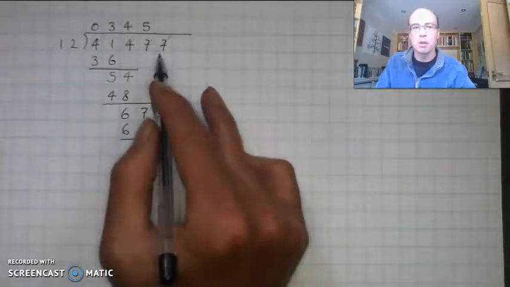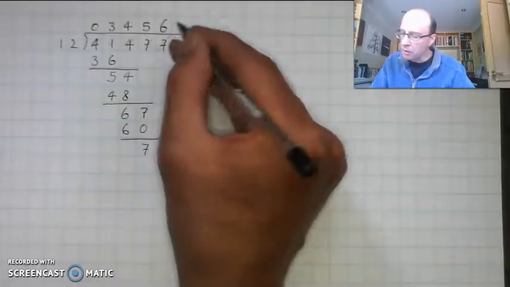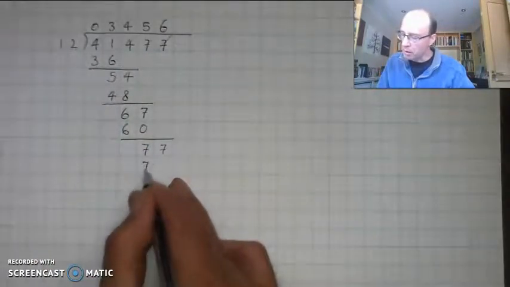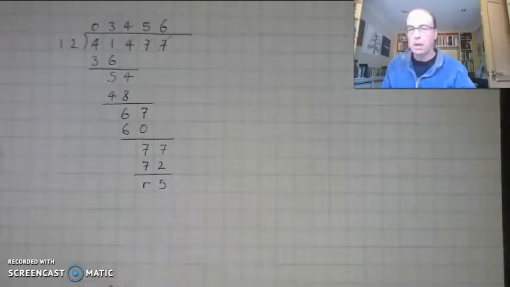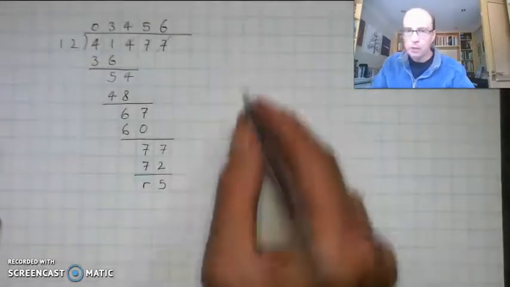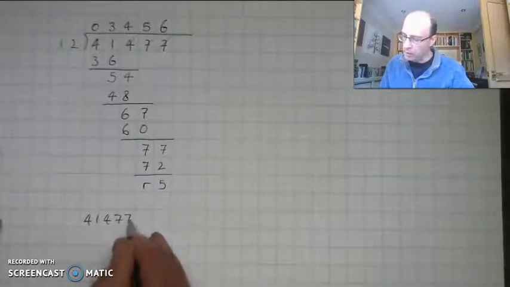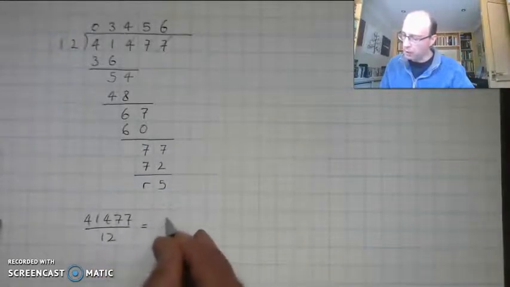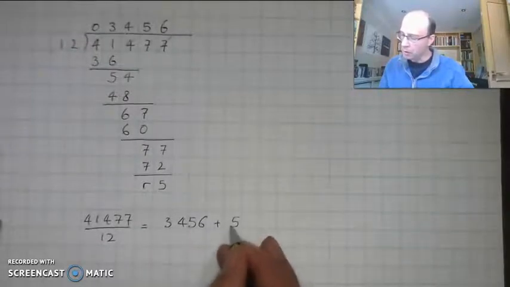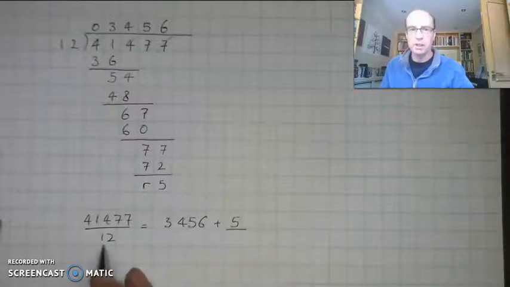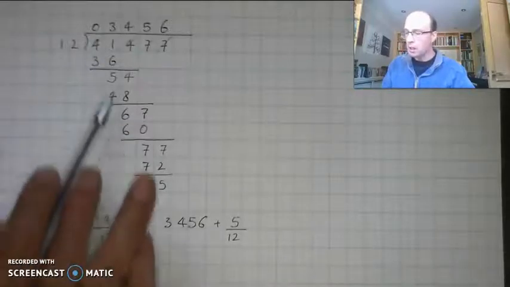We've used all our numbers at the top now. How many 12s in 77? Well, that's going to be 6. 6 12s are 72, and that's going to give me a remainder of 5. So what have we done? Let's write it down here. We've done 41,477 divided by 12 is equal to 3,456 plus my remainder 5, which is over 12, so 5/12. Okay, so we've done the long division.